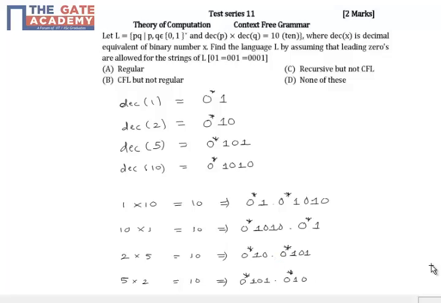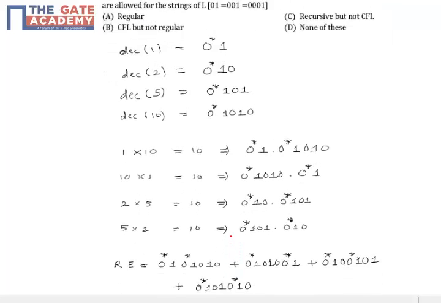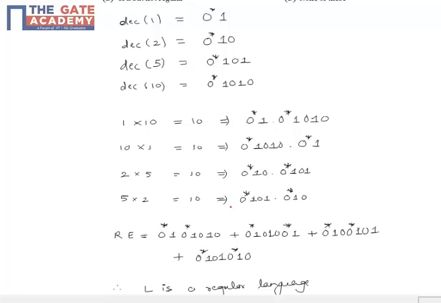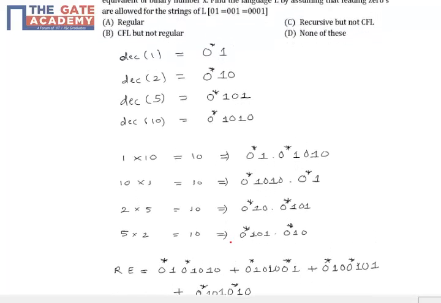So, the regular expression for the language is given by one of these regular expressions. And hence, we can say that the language L is regular. So, the correct answer to this question would be option A. Thank you.